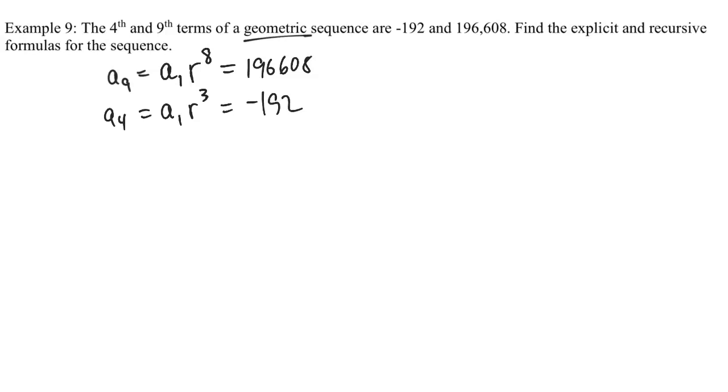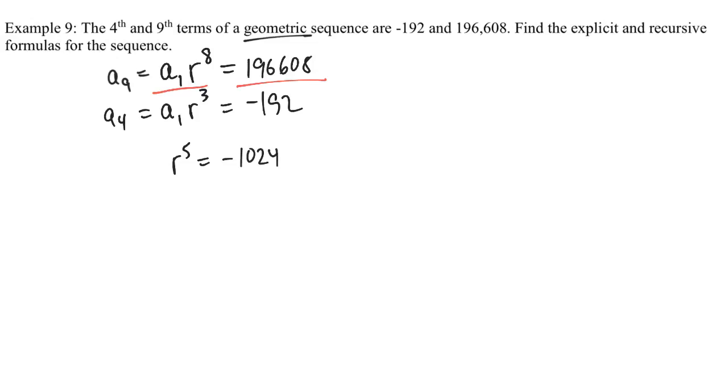192. Okay, after I set up those equations, because it's a geometric sequence, I'm going to divide. And so when I divide, this is going to give me on the left-hand side, r to the 5th equals negative 1,024.